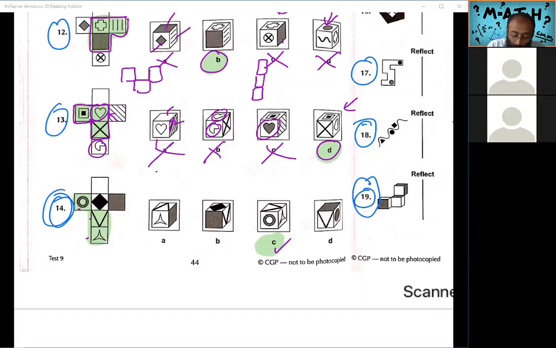So let's have a look at why the other ones are wrong. So you have the arrow tip facing away from this triple here. That's wrong. It's going to be facing towards it. So that's wrong.